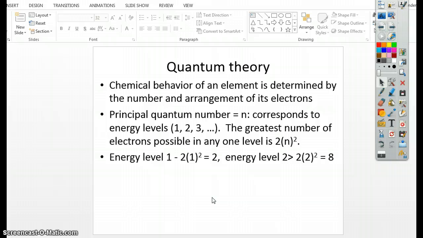If we had principal quantum number 2, or the second energy level, we'd take the 2 and put it where the n is sitting. 2 times 2 is 4, 4 times 2 is 8. If we were talking the principal quantum number 3, we'd be taking 3 times 3 is 9, times 2 is 18. Principal quantum number is n, and it corresponds to the energy level.